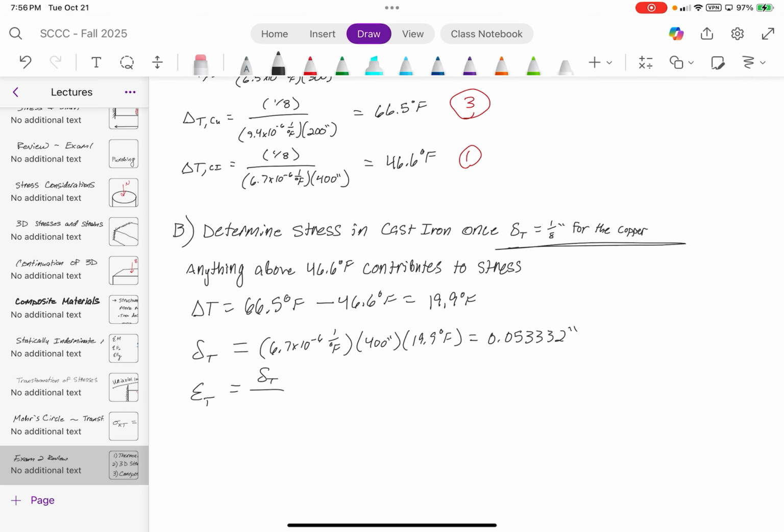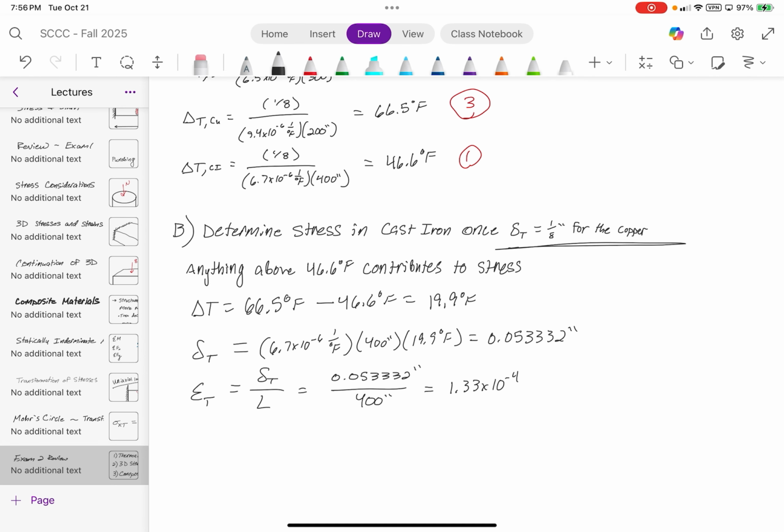The temperature strain is just going to equal delta L divided by the length, which is 0.053332 inches divided by 400 inches. And what did that give you, John? 1.33 times 10 to the negative fourth. It's a very small number, but it's expected for strain.